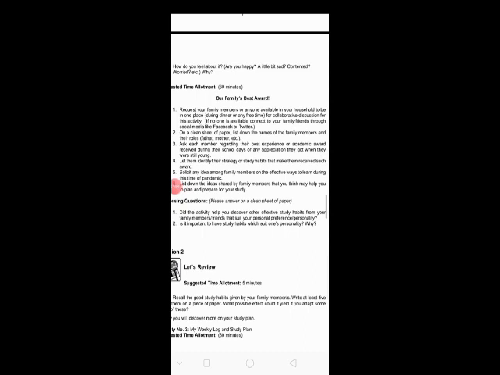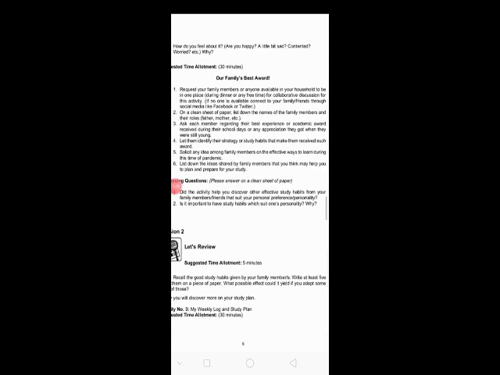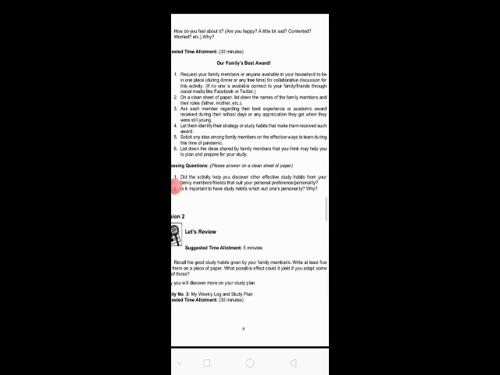Next, ask each member regarding their best experience or academic award received during their school days or any appreciation they got when they were still young. So you need to ask them what is the best experience or the best award that they've got in their schooling in their times, or any award as long as they received it at their young age. So you will be asking your family members if they have.